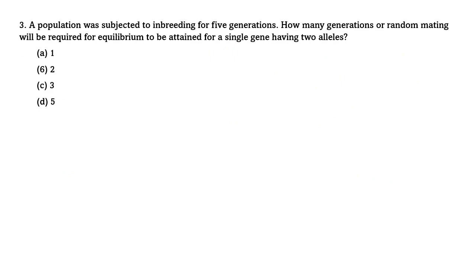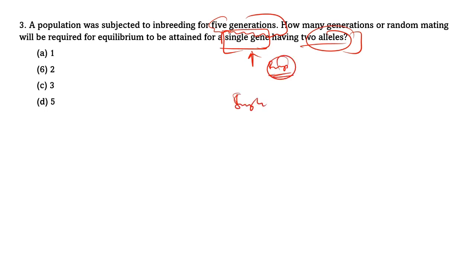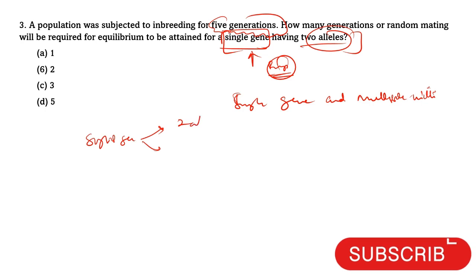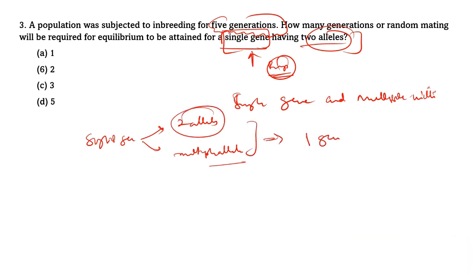So the third one is a conceptual question. A population was subjected to inbreeding for 5 generations, and how many generations of random mating are required for equilibrium to be attained for a single gene? In this question, the single gene has two alleles. This particular statement is very important, because for a single gene, whether it has only two alleles or multiple alleles, in both cases only one generation is required to attain the equilibrium.